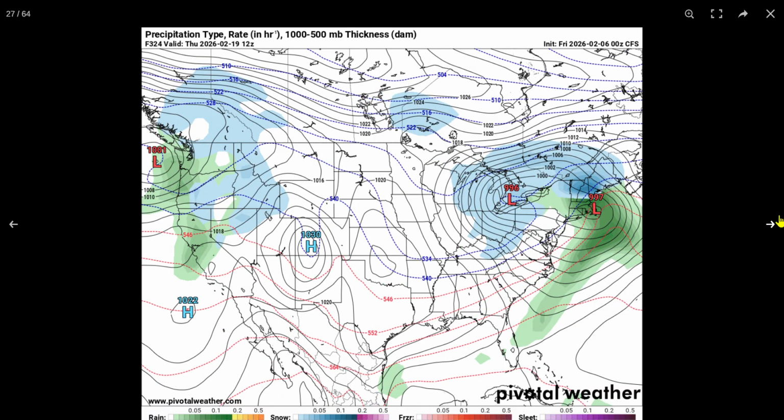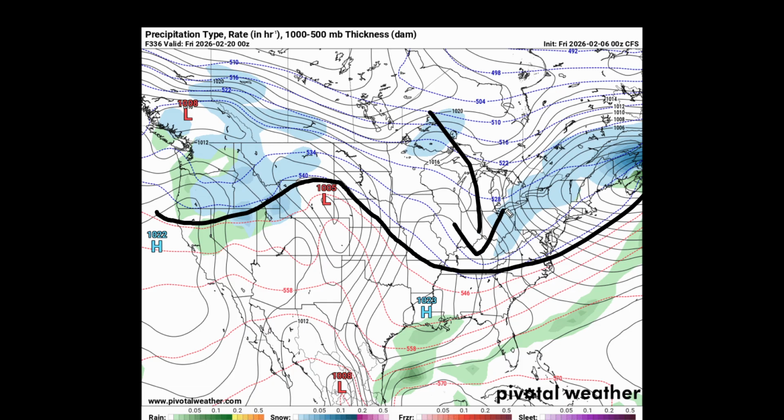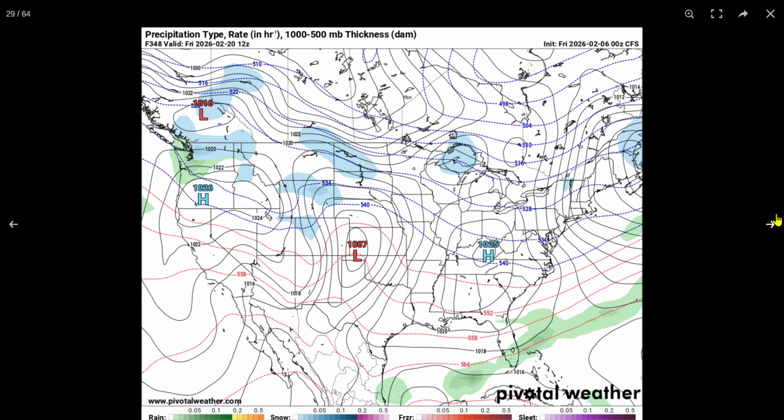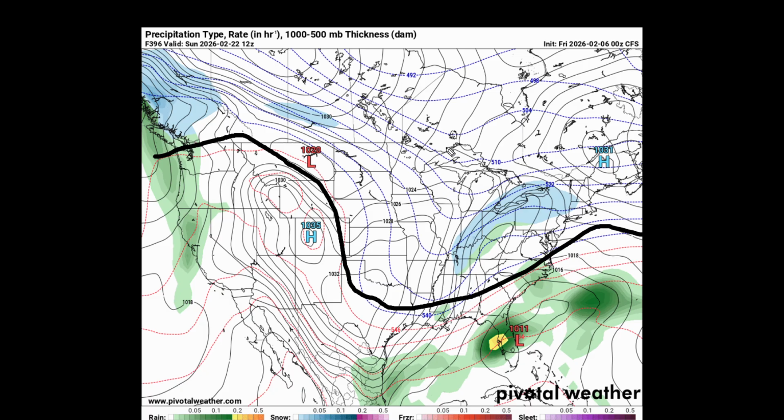And then definitely an interesting setup as we see a little bit of a trough start to develop over the central states. And then it kind of moves towards the eastern states as we have a ridge out west, trough out east once again here on this run, allowing colder air to funnel southward. We do have another Arctic blast coming through on this model around the 22nd. A very intense trough and then a pretty intense ridge.